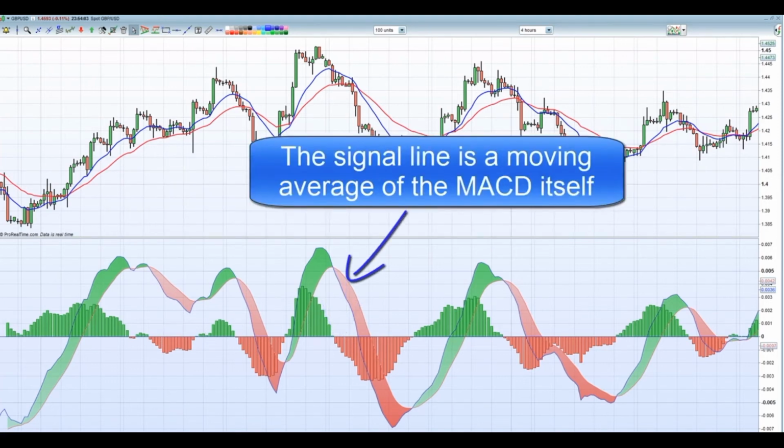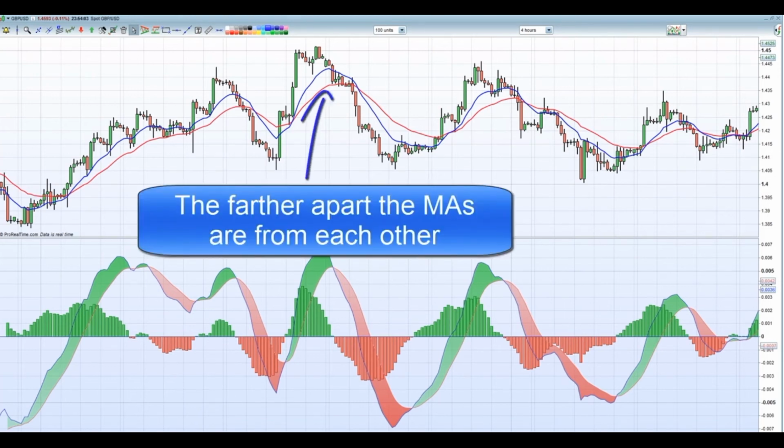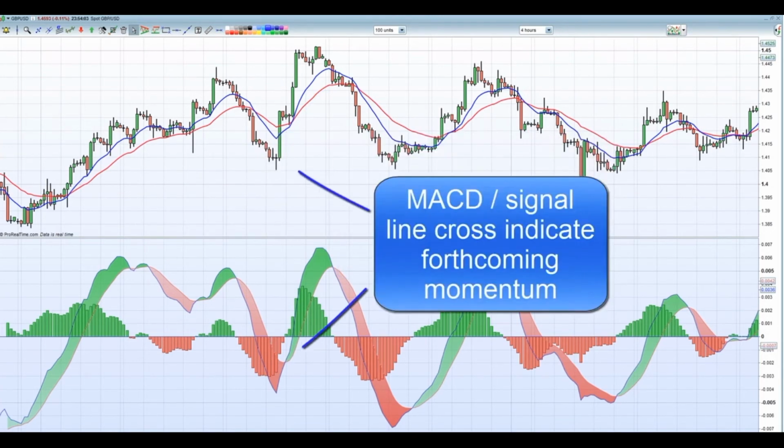The signal line, here in red, is a moving average of the MACD values themselves. Typical values for the MACD are 26 and 12 exponential moving averages and 9 for the signal line. The farther apart the moving averages are, and the greater the momentum, the farther away the MACD will be from the center line. Traders use MACD and signal line crosses, such as these, to indicate momentum trades.